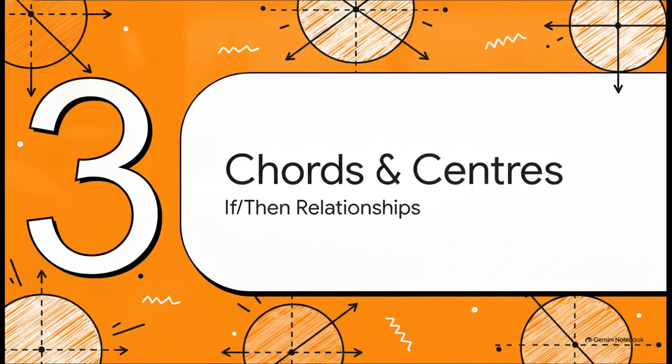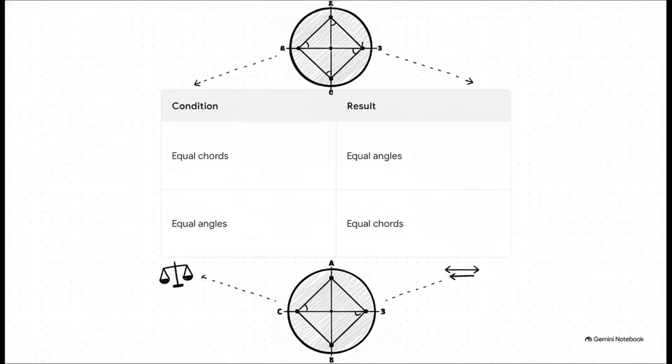All right, Section 3. Chords, centers, and distance. The if-then relationships. Think of these next theorems as perfect logical mirrors. If you have equal chords, meaning 2 straight lines crossing the circle that are the exact same length, they will subtend, or basically create, equal angles at the center of the circle. And the reverse is entirely true. Chords of a circle that subtend equal angles at the center, well, they must be of equal length.